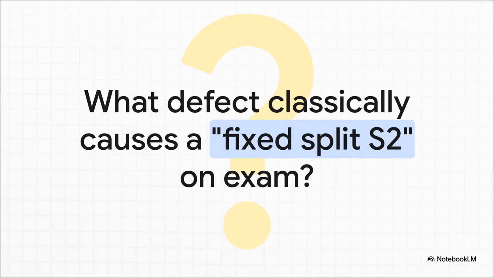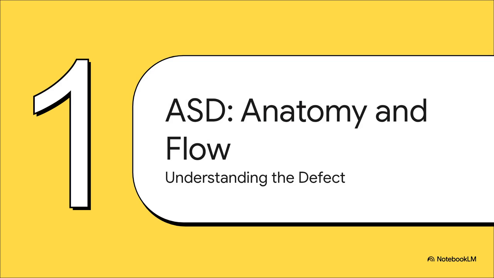Okay, let's kick things off with a classic board-style question, one you're almost guaranteed to come across. What congenital heart defect classically causes a fixed split S2 on physical exam? When you hear that phrase, what's the first thing that should pop into your head? Think about it. We'll circle back in just a second. And if you were thinking atrial septal defect, or ASD, you nailed it. That fixed split S2 is the absolute hallmark finding. So let's break down the anatomy and figure out why that classic finding happens in the first place.